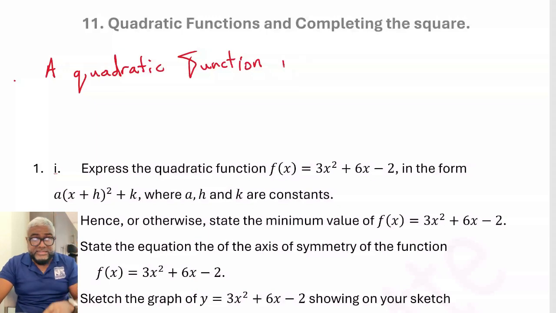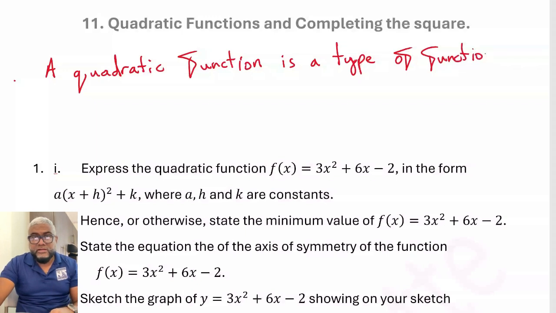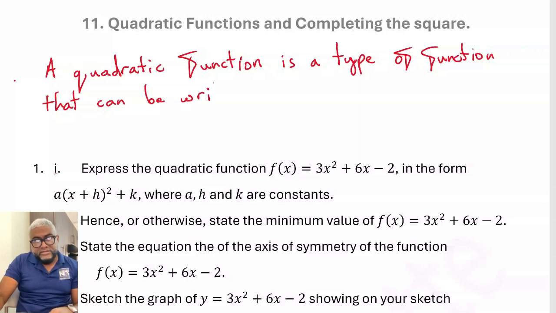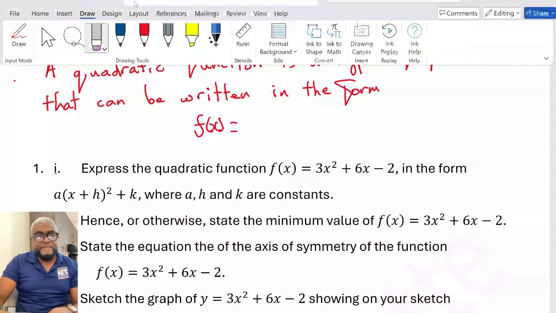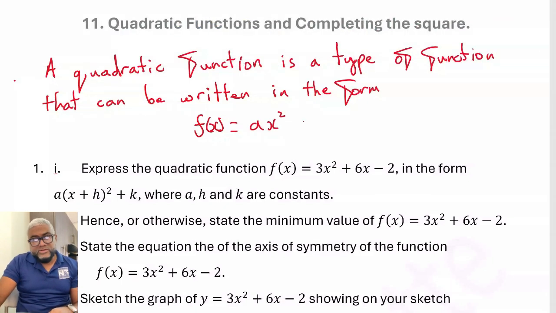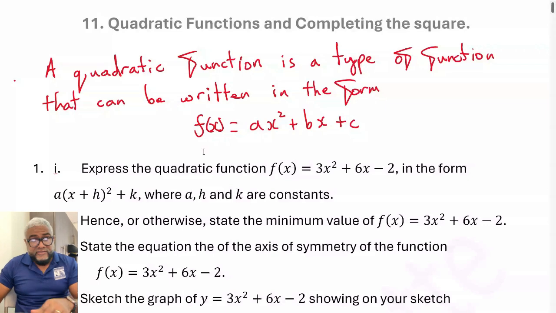A quadratic function is a type of function that can be written in the form f of x is equal to ax squared plus bx plus c. This is your quadratic function.